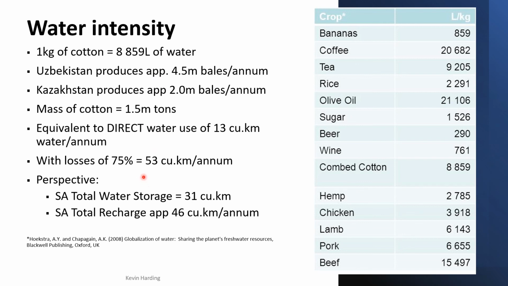As a comparative scenario, water losses of 75% give us 53 cubic kilometers. In South Africa, our total water storage, so every single dam in the country, and I need to just double check this number, but I know it was right in about 2010, 2012, the water storage in our country was only 31 cubic kilometers. With all the rain and the usage that we have, we typically have a recharge from rain of 46 cubic kilometers per annum. So we don't even have enough water in the whole country to supply the water for the cotton industry in Uzbekistan and Kazakhstan, mainly due to all of these losses.